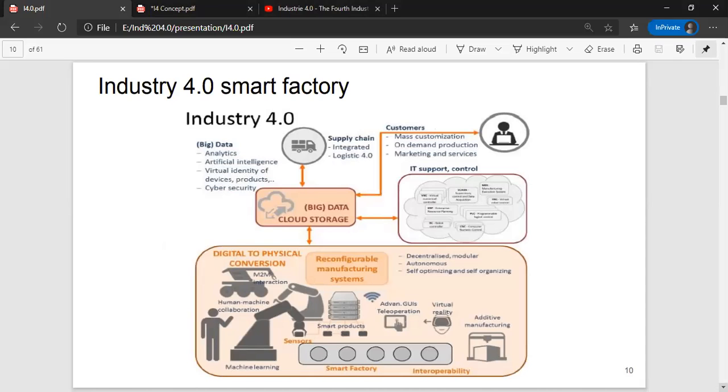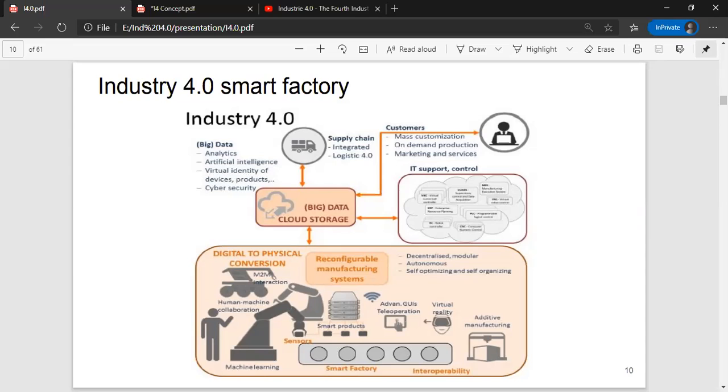This is a simple slide I've copied here, which is called the smart factory. The smart factory captures almost the entire functionality of what we're talking about. If you see the bottom half of it, you have what is called the digital to physical conversion. That's a core part of it.